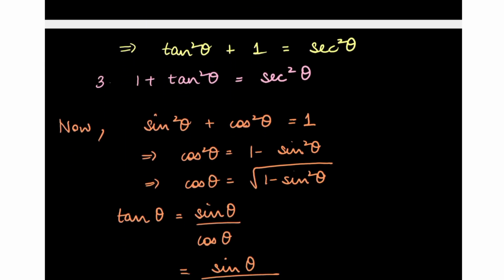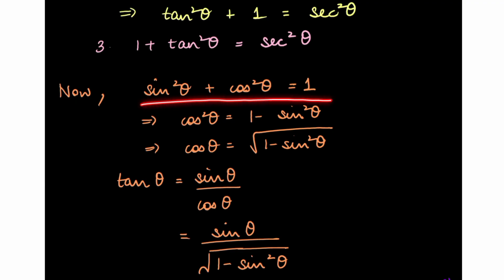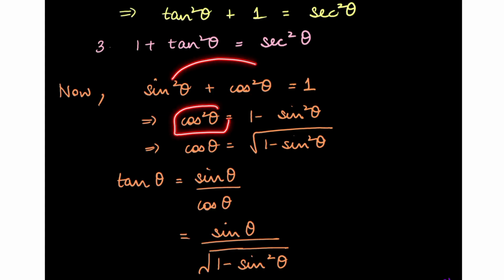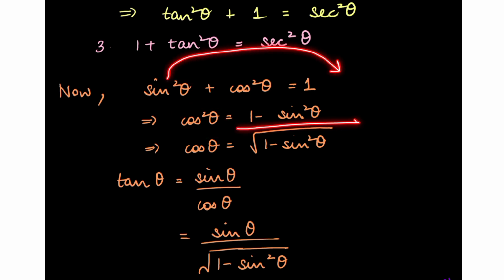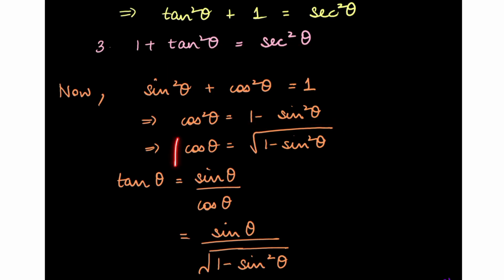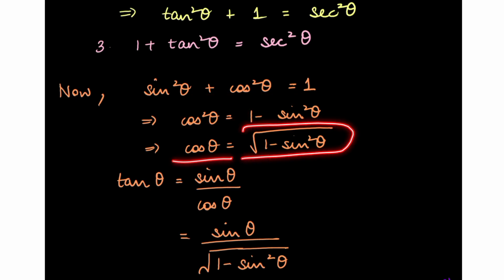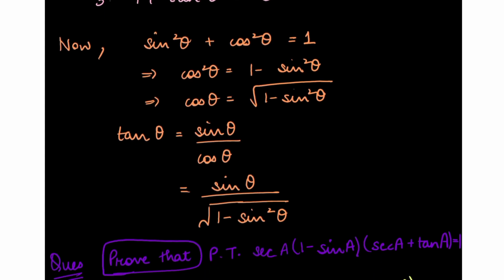Now many a times in the questions, this directly is not used. That is sine square theta plus cos square theta is equal to 1. Many a times it will be used, but many a times not. So we can just reshuffle it and we can say that cos square theta is equal to 1 minus sine square theta. We have just taken sine square theta to the right hand side, and cos theta comes out to be by taking the square root of this whole equation. Cos theta is equal to root of 1 minus sine square theta. This comes helpful in many places.